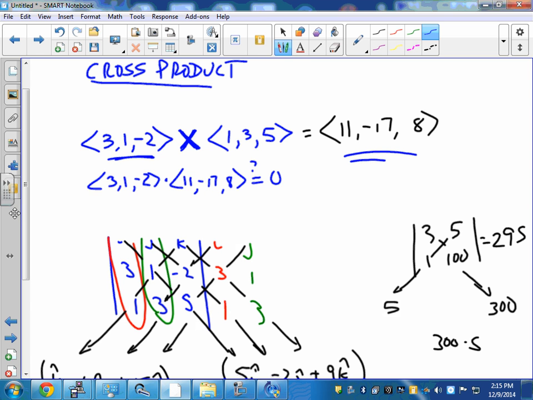Is it? What do we get? 33 minus 17 minus 16. Does that add up to 0? Yeah, it does. Okay, so that's 0. That checks. Not only is that cross product orthogonal to the first one, it's also orthogonal to the second one. And you can check that.